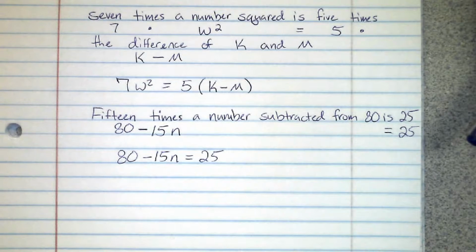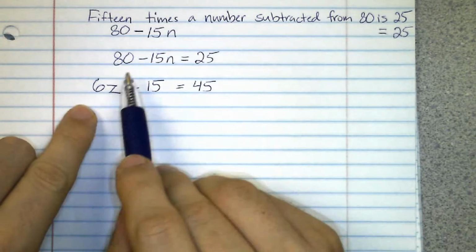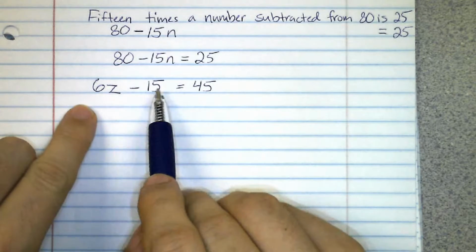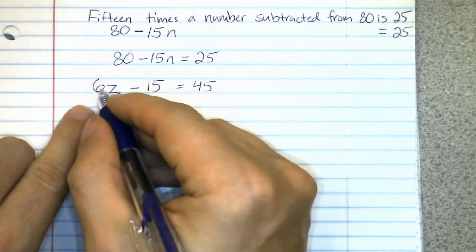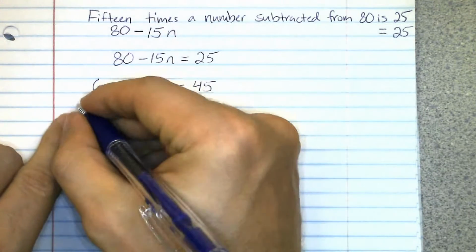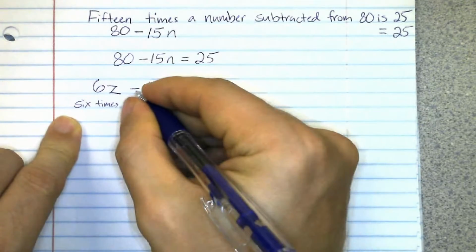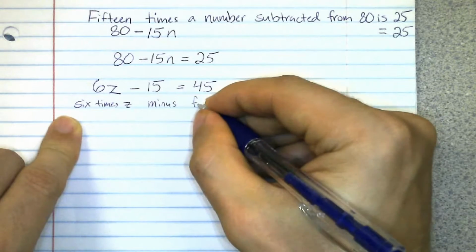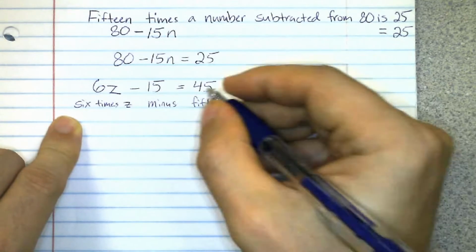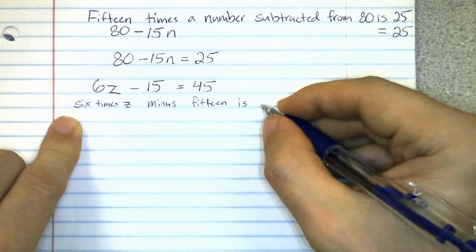Now, let's try some other examples going the other way. Now, when we look at this, if this part confuses you, you can use the word minus and make life easy. This right here, anytime a number touches a letter, it's multiplication. So this is 6 times z. That's a minus sign, so we write the word minus. That's 15. Equal sign, we can write is or equals, and then the number 45.